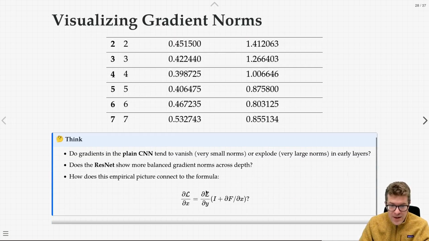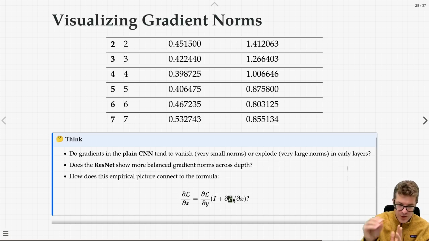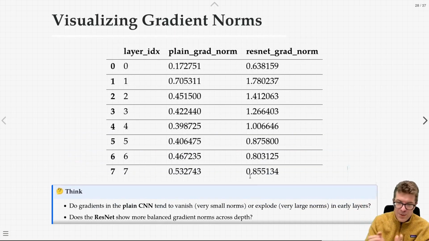How is this going to connect? Remember we talked before about the derivative of the loss function with regards to the inputs x. And we defined that using the chain rule as the derivatives of the loss with regards to the predictions y hat. And then you had this little linear term of an identity plus the derivative of f with regards to inputs, where f is the residual block output. So we have gradients being pushed through the network.